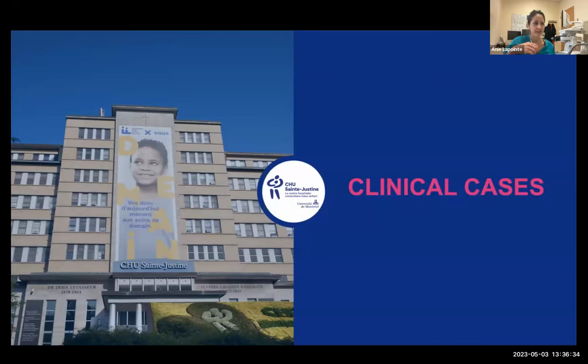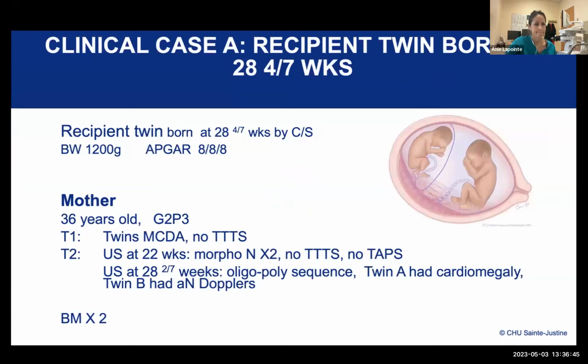Now for the next part, I tried to incorporate clinical cases with some important physiologic points to discuss. The first clinical case is a recipient twin born at 28 plus 4 weeks of gestation by C-section. The birth weight was 1.2 kilos and the APGAR scores were 8, 8, and 8. So the transition went well.